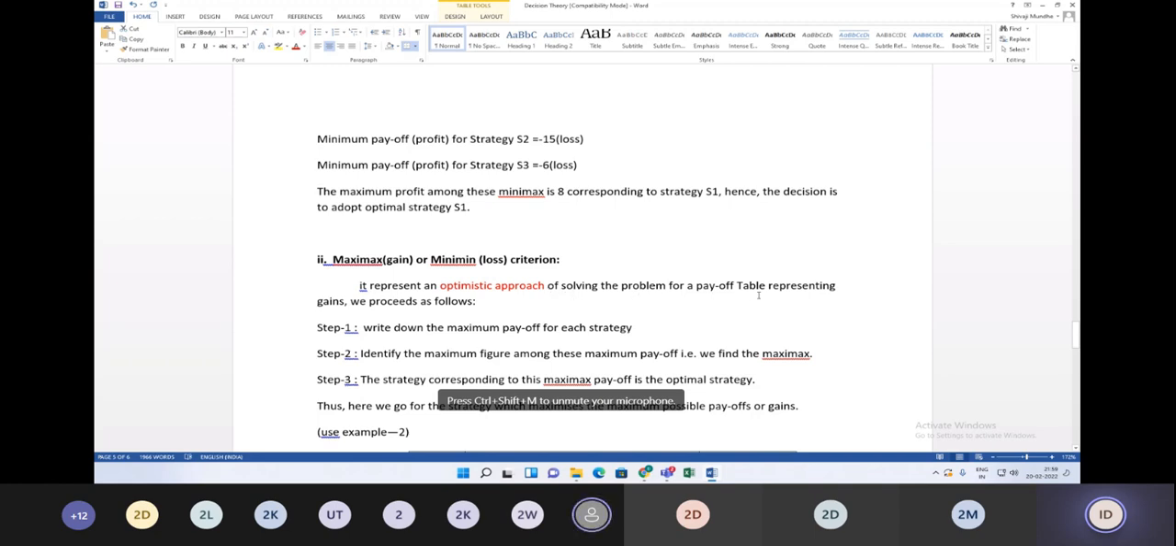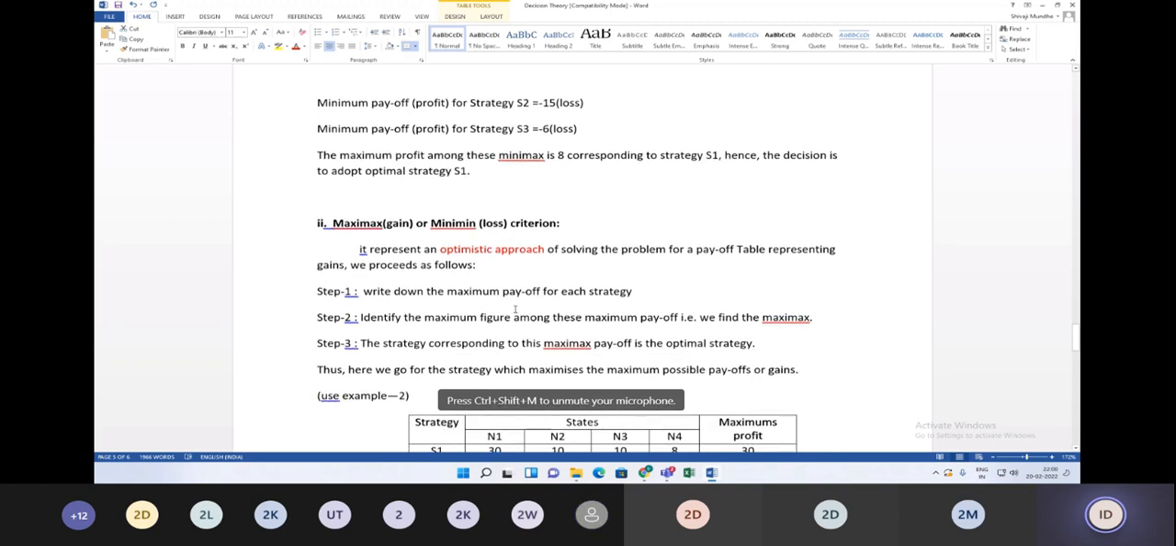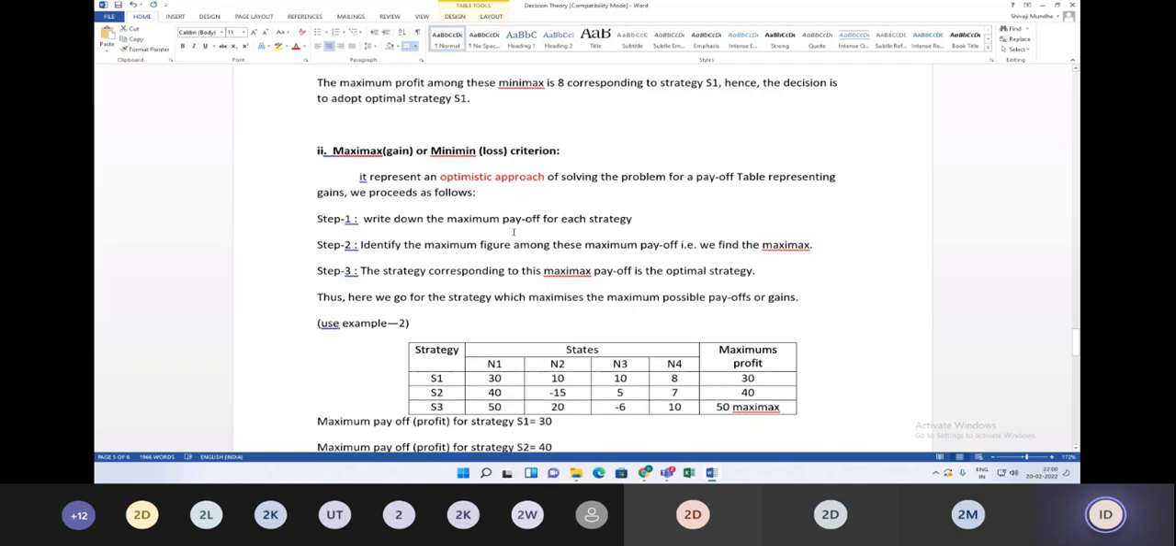Solving the problem of the payoff table, representing the gain, we proceed as follows. Again, note down these steps. Step 1: write down the maximum payoff for each strategy. Step 2: identify the maximum figure among these payoffs, that is, find the max profit value. Step 3: the strategy corresponding to the max payoff is the optimal strategy. Thus, we go for the strategy which maximizes the maximum possible payoff or gains.